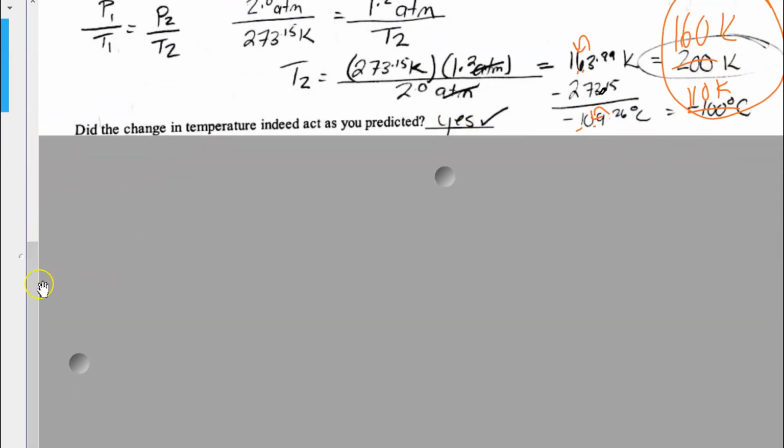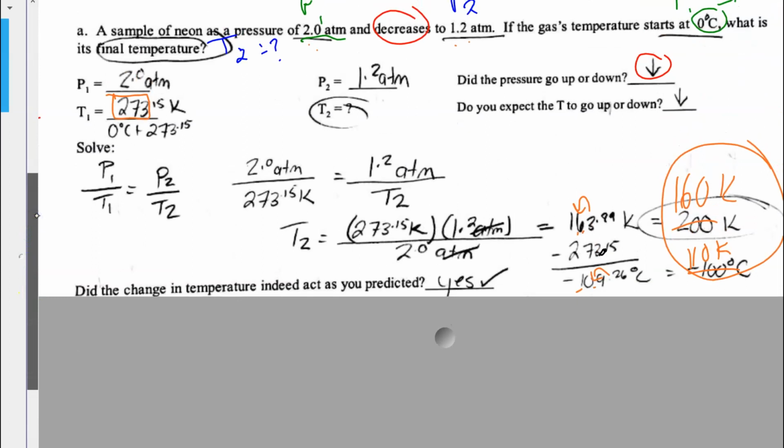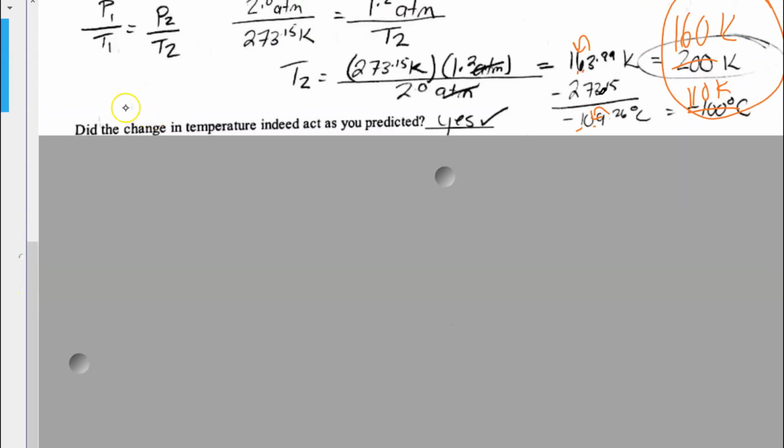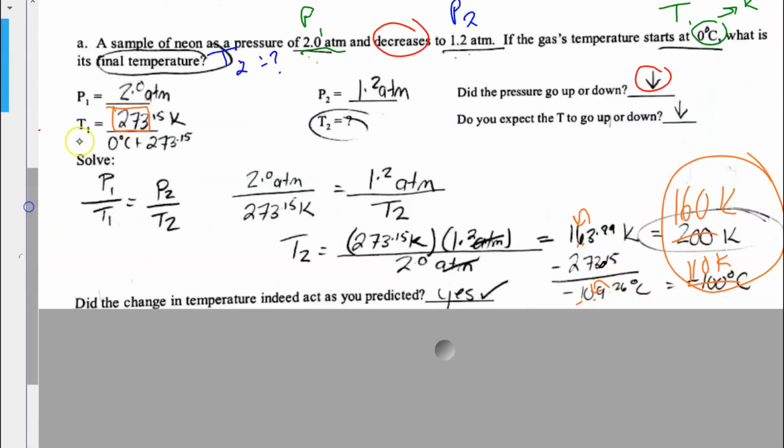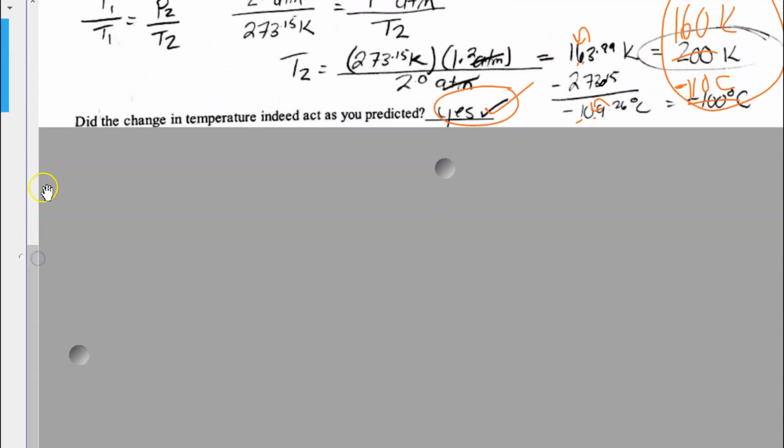Did this change as we predicted? We predicted that temperature should go down. We started at 273 Kelvin, we went to 160. That went down. Or we started at 0 Celsius and we went to negative 110 Celsius. Oh, geez, I'm just struggling here. That should be Celsius. There. Now that's right. So did it change as we predicted? Yes. Once I put the right unit and the negative sign there, it was fine.